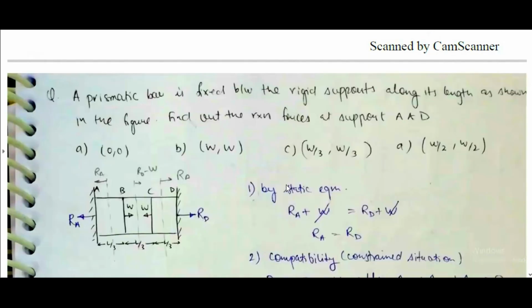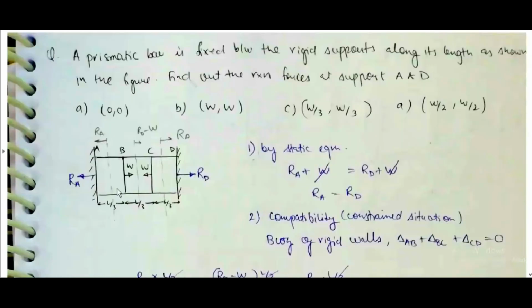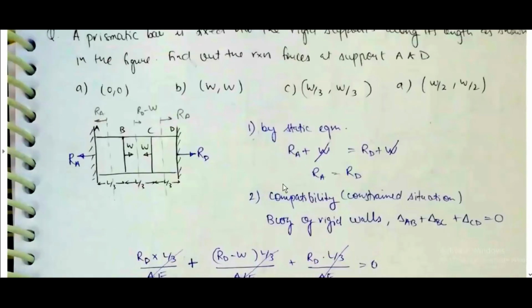First, by static equation, if we remove these walls, then RA and RD should be like this. By static equation, RA plus W is equal to RD plus W. RA is equal to RD. That is by static equation.